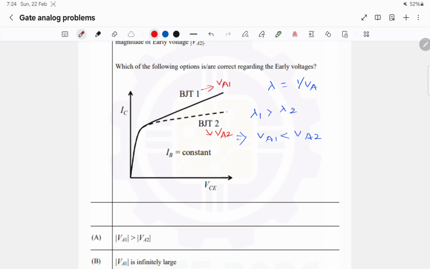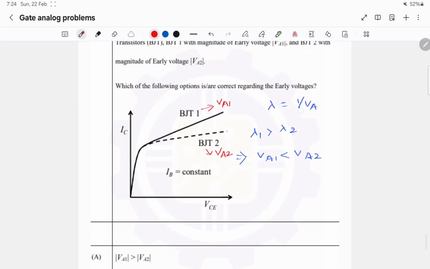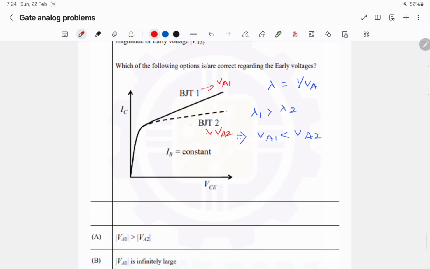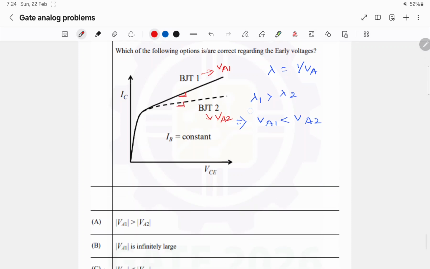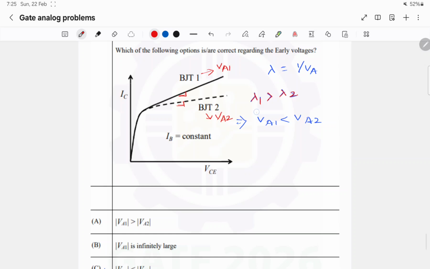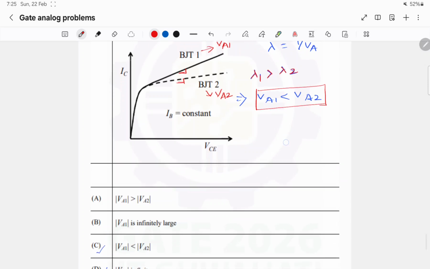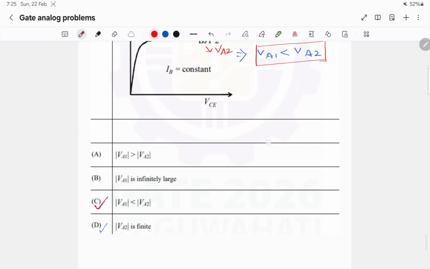We know that lambda is 1 by VA. Clearly we can see that the slope of BJT1 output characteristics is greater than the slope of BJT2 output characteristics. The output slope is higher for BJT1 compared to BJT2. So lambda 1 is greater than lambda 2. Because it is an inverse relation, VA1 will be less than VA2.